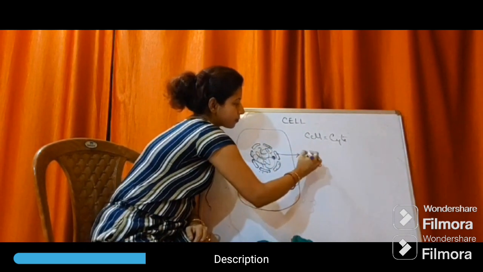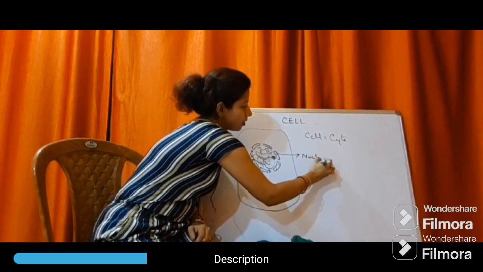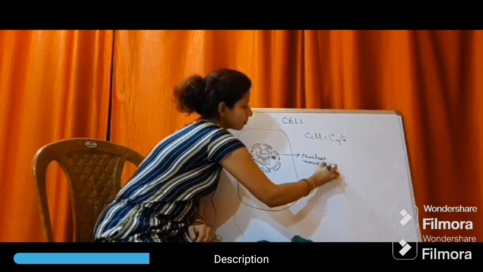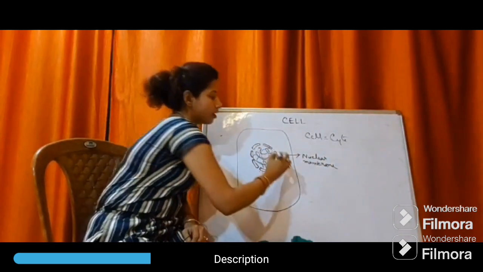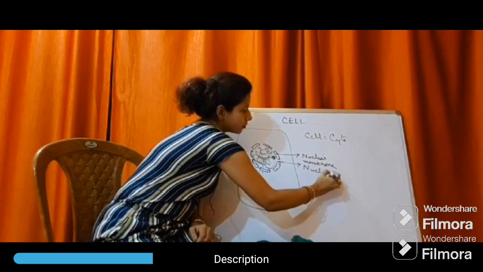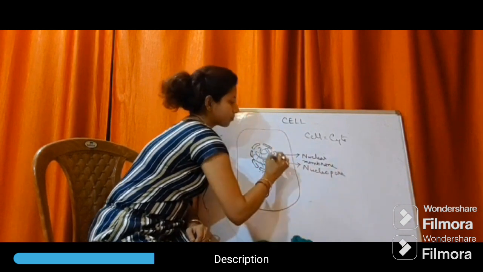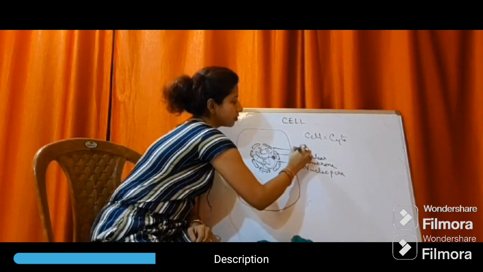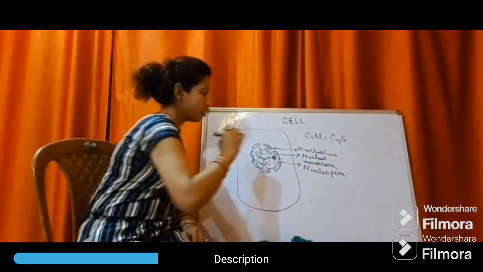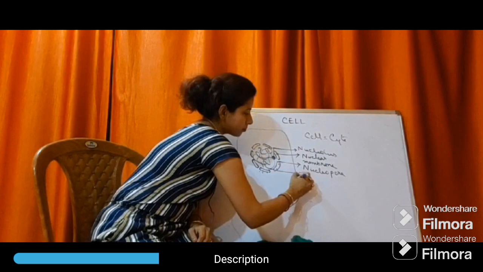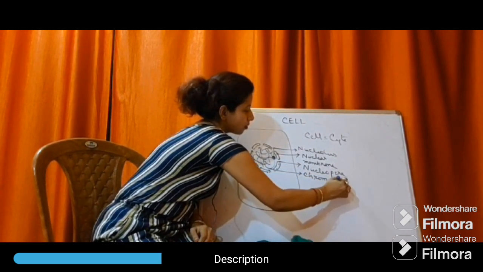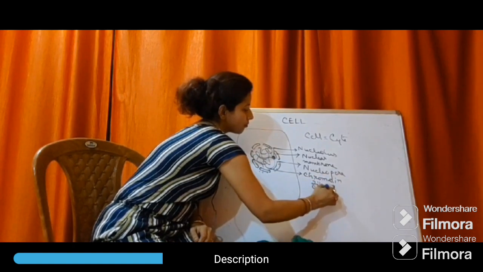Let's label these parts. This is the nuclear membrane. Okay? This is the nucleopore. This is the nucleolus. And this is the chromatin fiber.